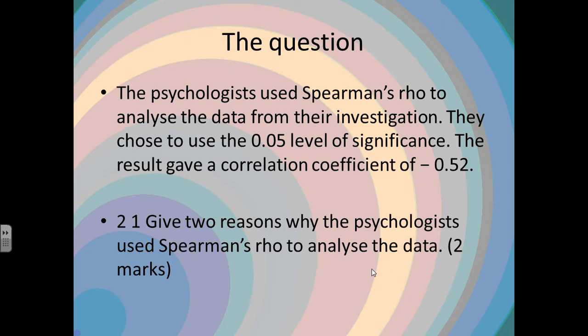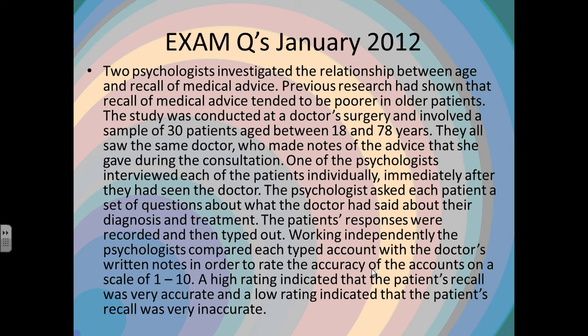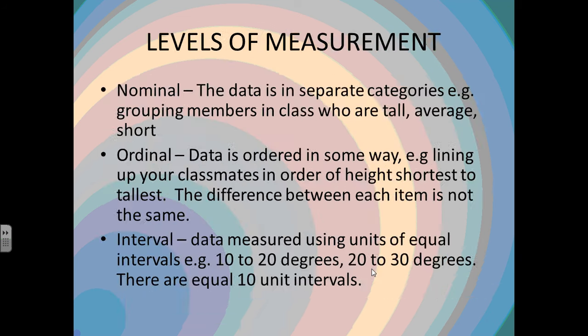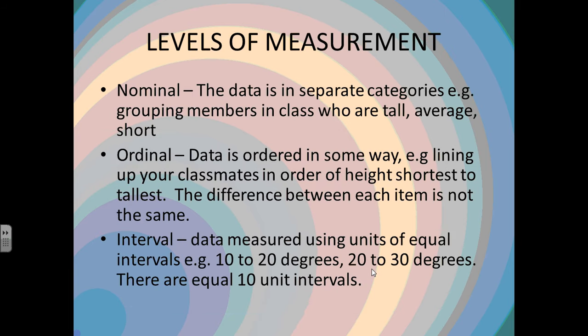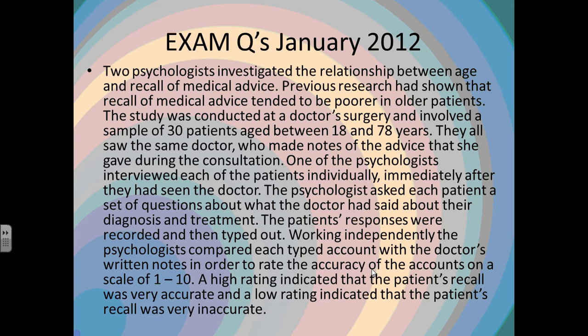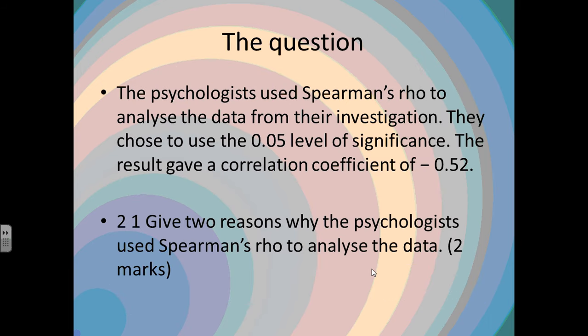Now, we need to come up with two reasons why psychologists use Spearman's rho to analyse the data. So we have a quick look at this, and we want to know why they use Spearman's rho to analyse this data. You would go through that chart. The first question: is it nominal data? We need to figure out if it's categorical data. The answer is no, it is not categorical data.